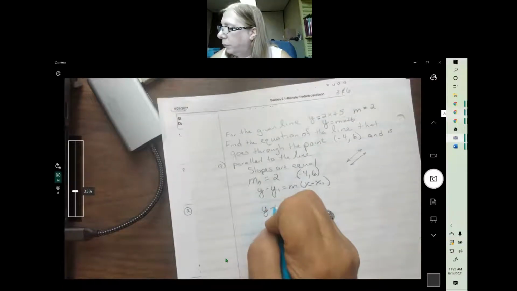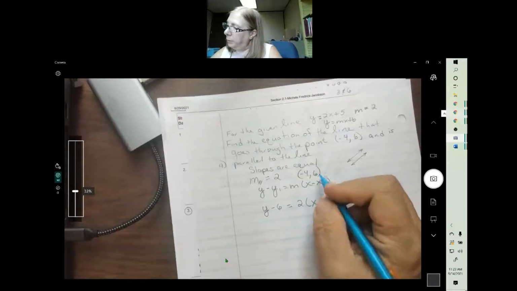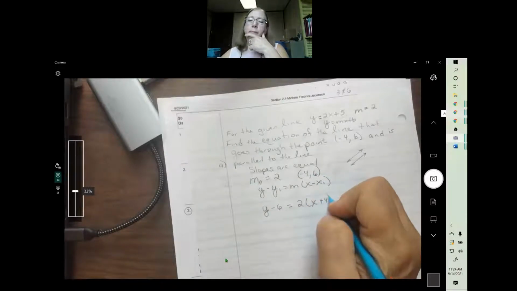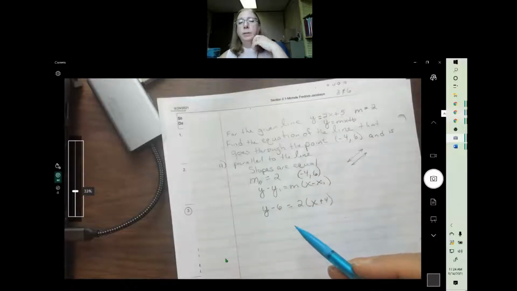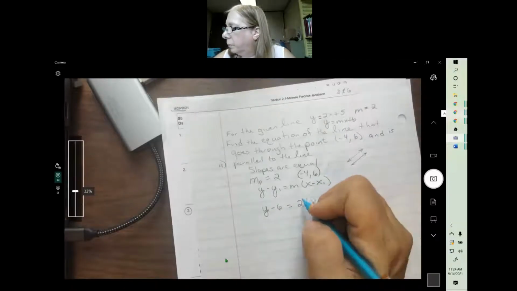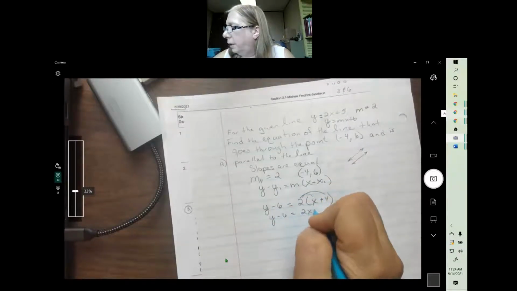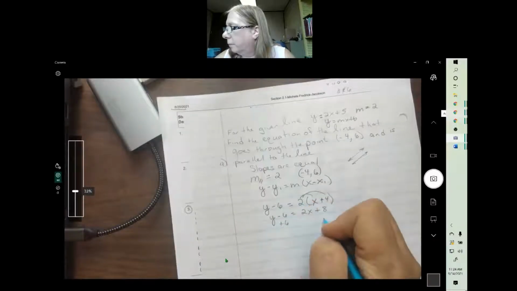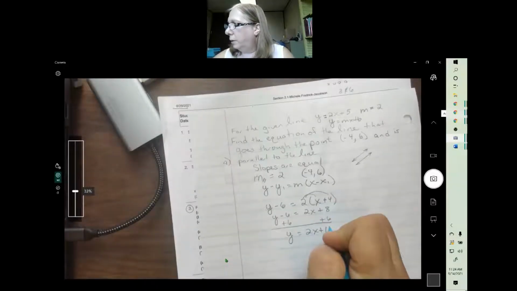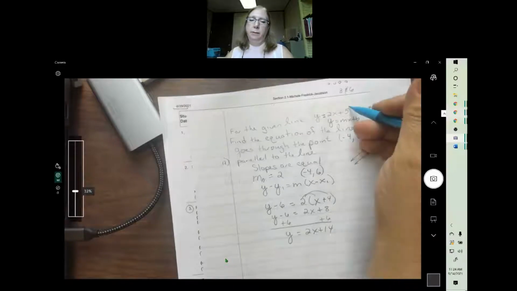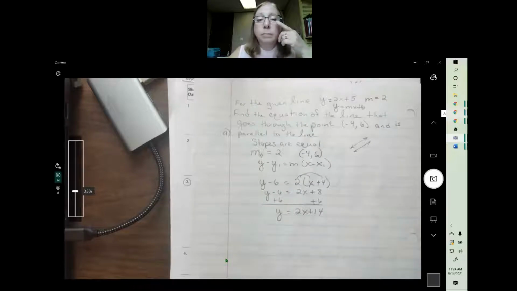So we have y minus 6 equals 2 times x minus a negative 4, which would be plus 4. It would ask you to put it in slope-intercept form. So we would distribute our 2 to x plus 8 and add the 6. So this line and the original line would be parallel. Any questions on that?